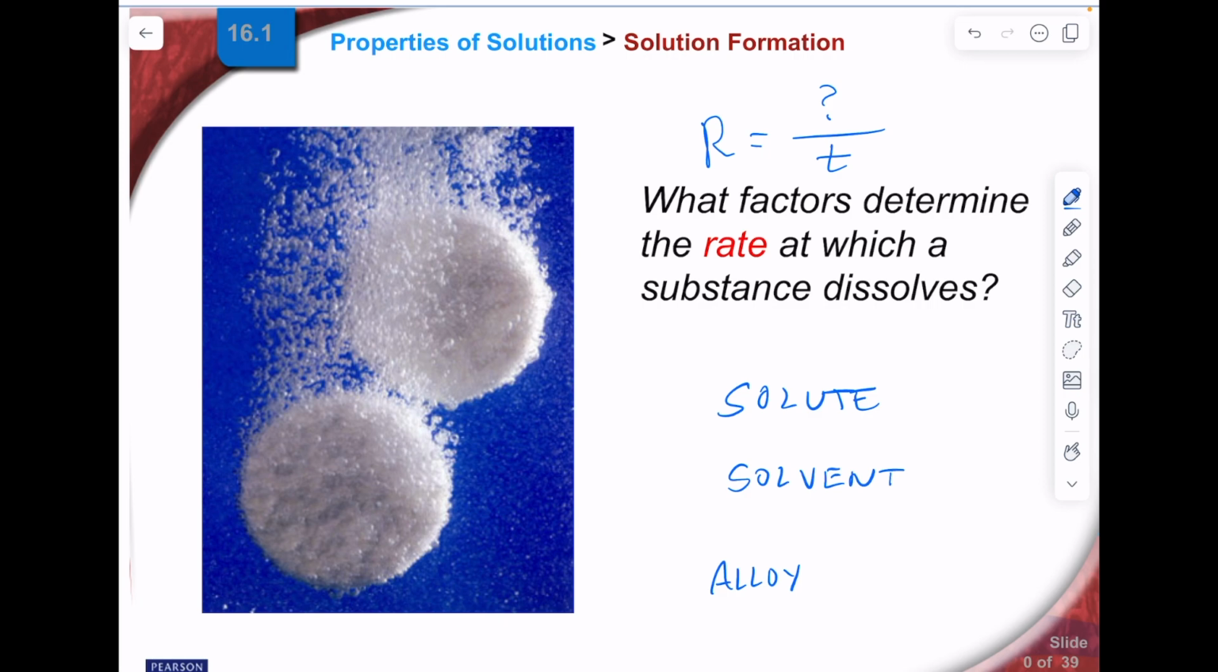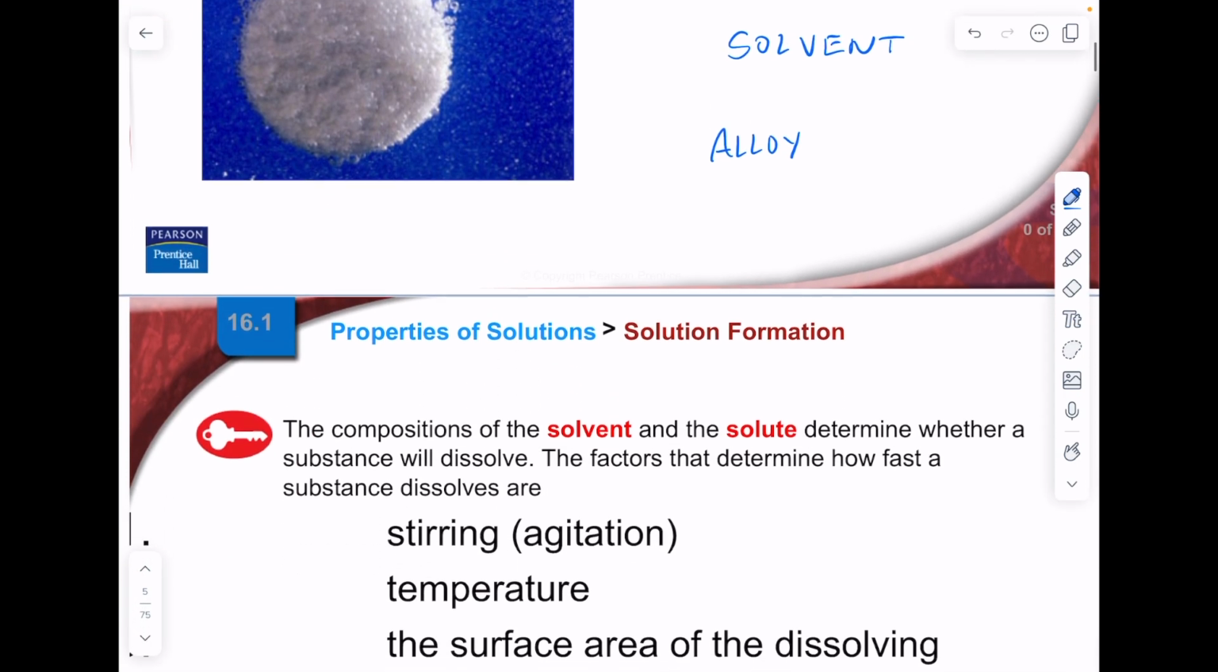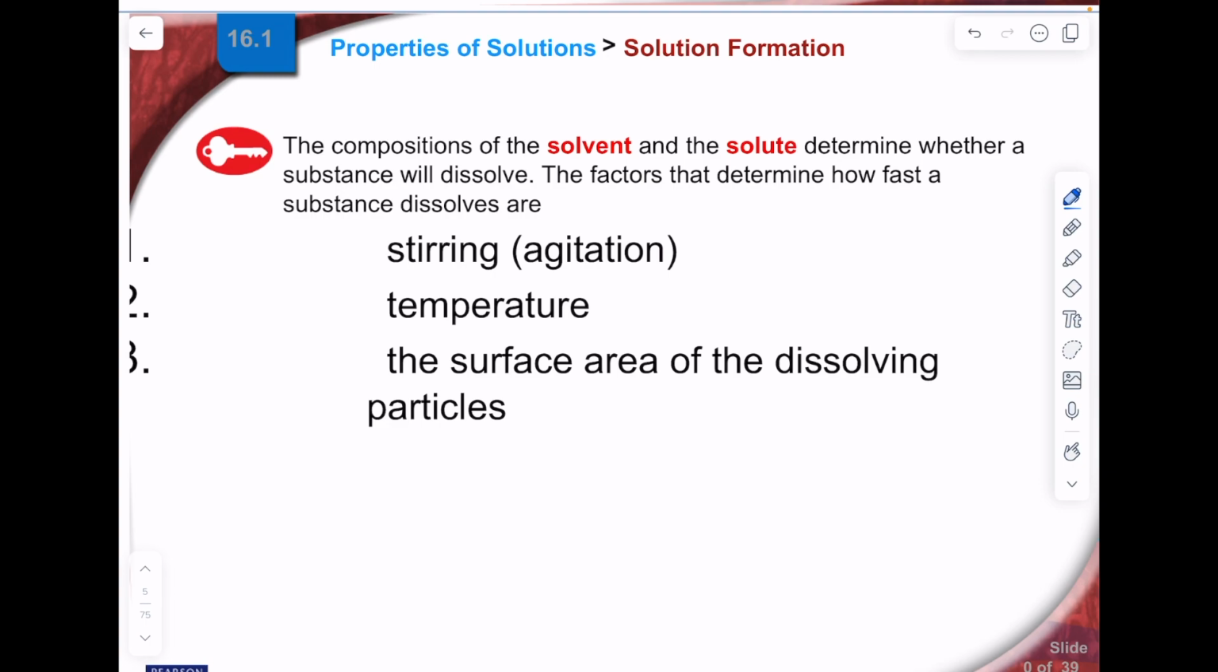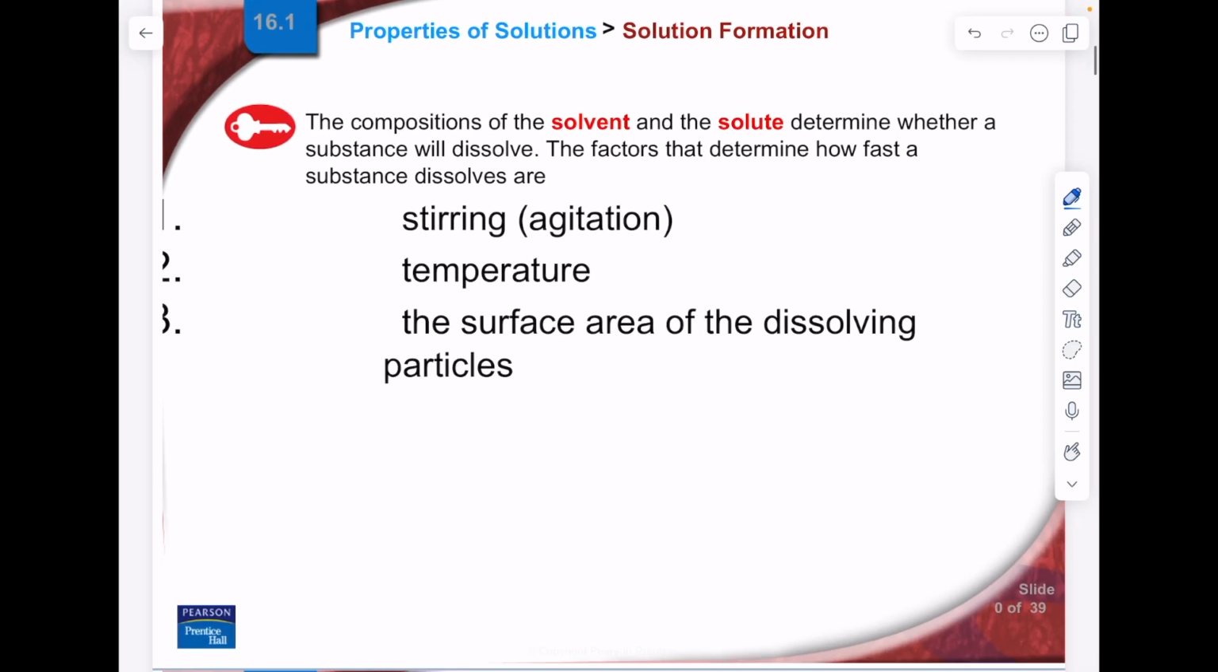So the rate is something divided by time. You have a unit of time in the denominator. And various things can make that go faster or go slower, just like the rate at which cars go down the interstate might be affected by the time of day, whether it's rush hour or not, and by weather conditions, whether it's icy or not. So the three factors that can affect the rate at which something will dissolve are stirring, temperature, and the surface area of the particles.